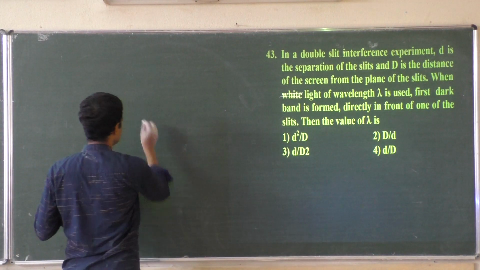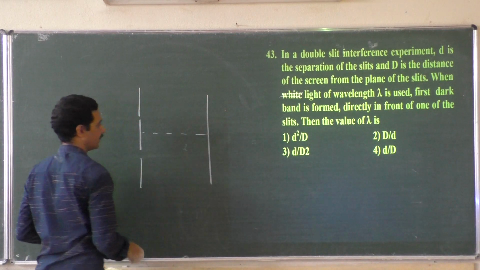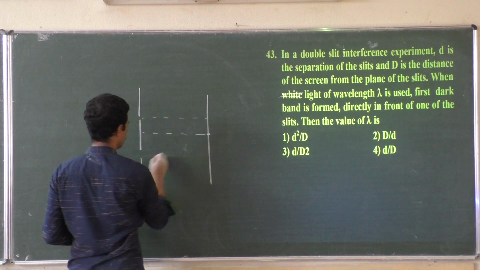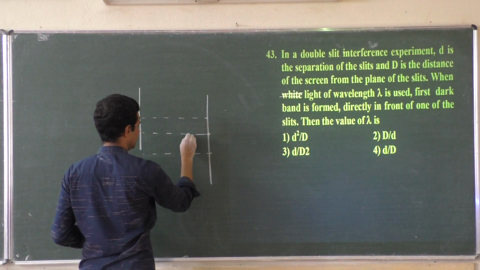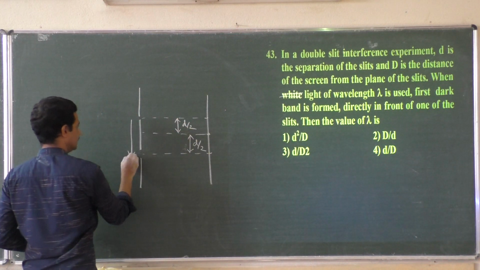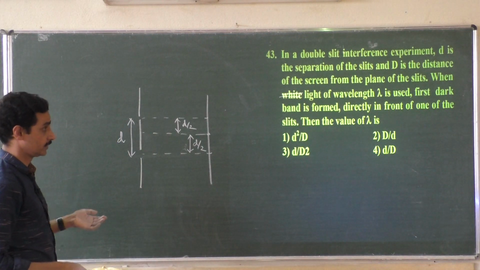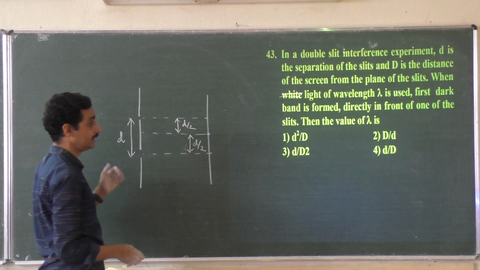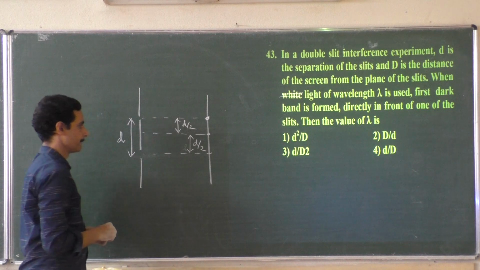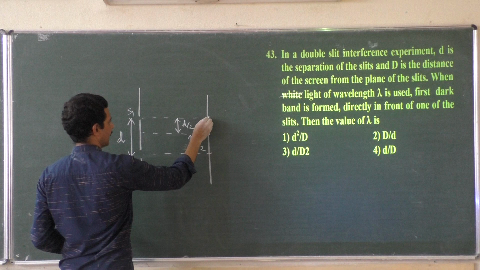wavelength lambda is used, the first dark band is formed directly in front of one of the slits. This is the place where we expect the bright band, directly opposite the first slit and the next slit. This is d by 2 and this is d by 2. We know this is d, the separation between the slits. Now the question is, wavelength lambda is used, and the first dark band is formed directly opposite to one of the slits.